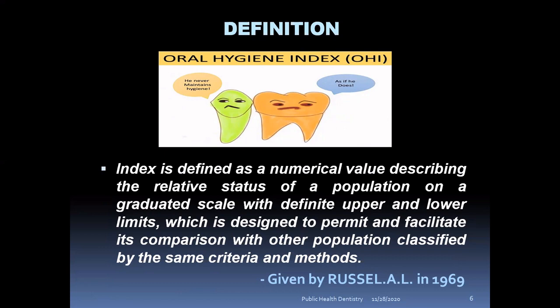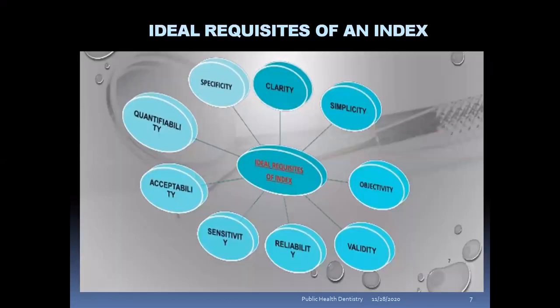So moving further onto the ideal requisite of an indices. These are the ideal requisite of an indices: specificity, clarity, simplicity, objectivity, validity, reliability, sensitivity, acceptability, quantifiability, and specificity. We'll describe all of them in detail.